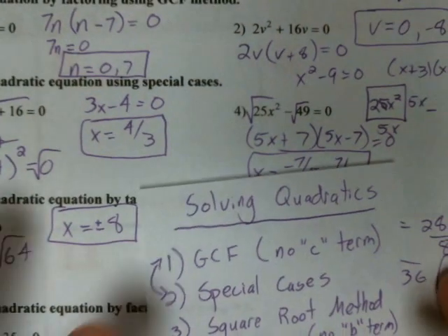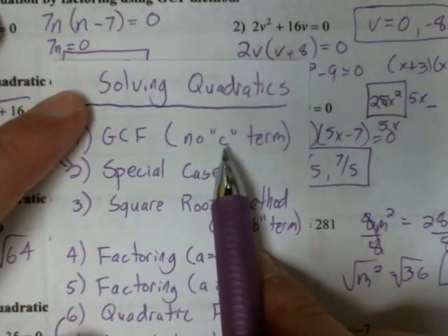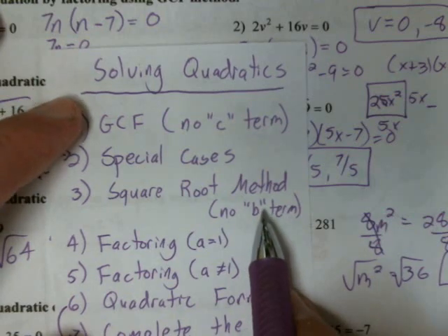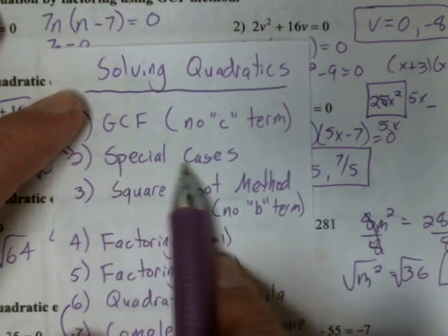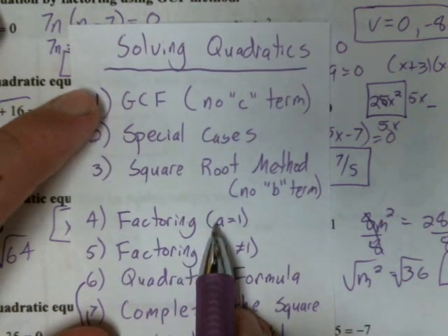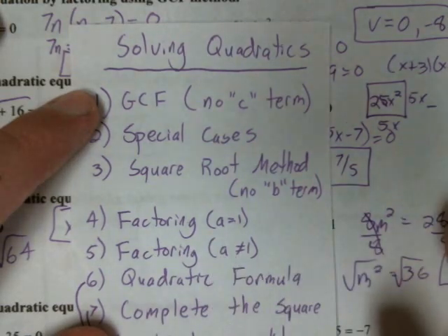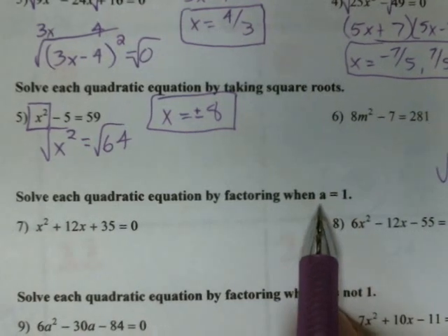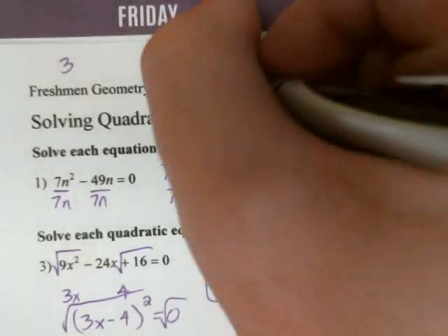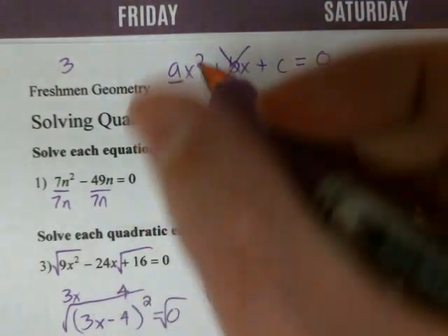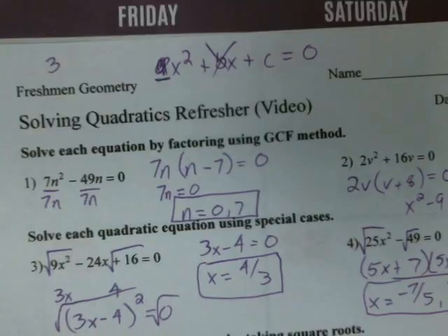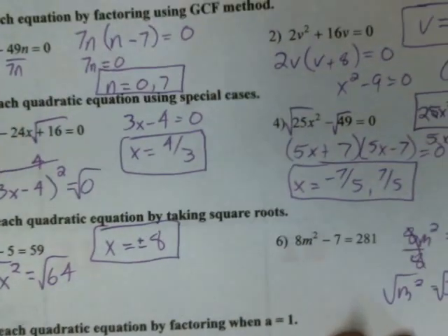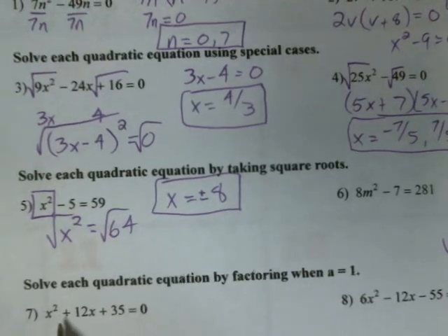All right, if that doesn't work, okay, so we do have a C term, we do have a B term, we've got a regular trinomial. Okay, it's not a special case. Now I'm looking to see, can I factor when a is 1 or can I factor when a is not 1? Okay, so the next couple of questions, factoring when a is 1. Okay, again, the number in front of the x squared, if there's nothing there, that's understood to be a 1. Okay, can I factor when a equals 1?